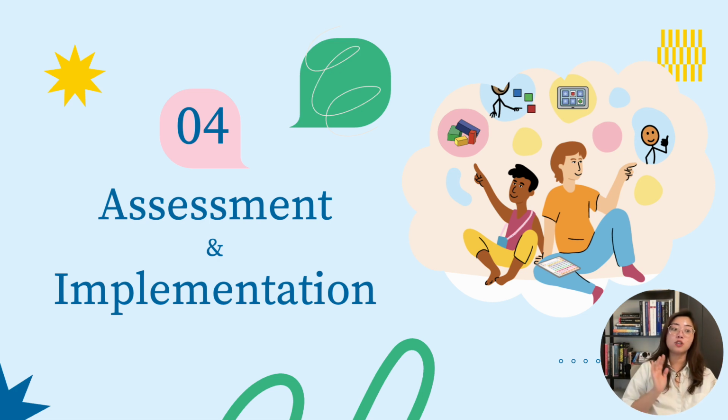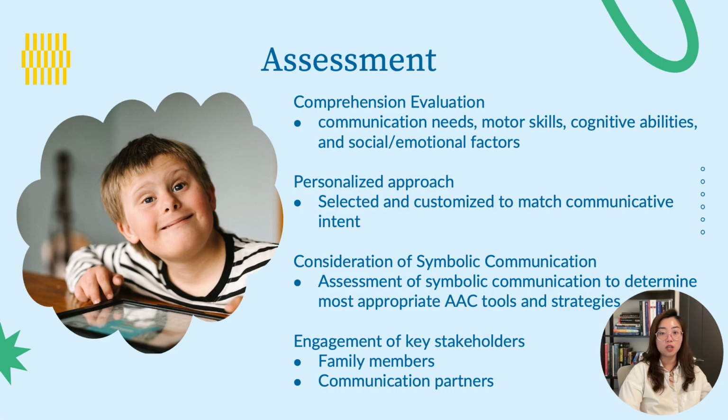All right, so now that we know all of the types of devices there are, how are we going to take this and implement it with our children with developmental delay? The first part is really the comprehensive evaluation. For the assessment portion, we need to do a comprehensive evaluation. Not only are we looking at the speech portions, we're really looking at the motor needs, the cognitive ability, and also the social-emotional factors, so that we can look at the child holistically.